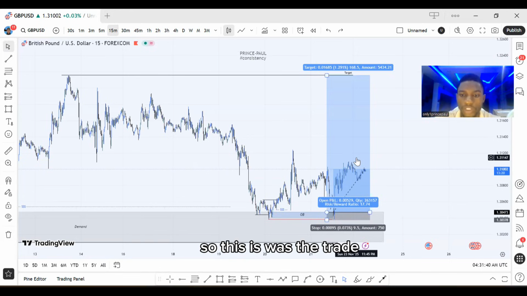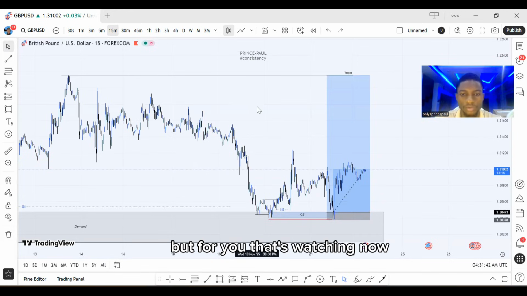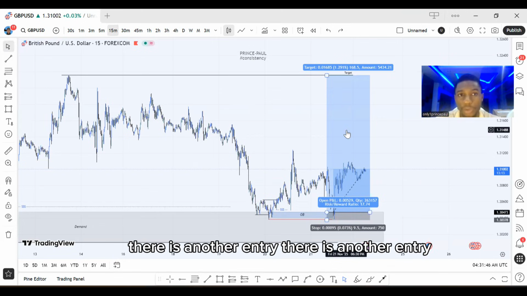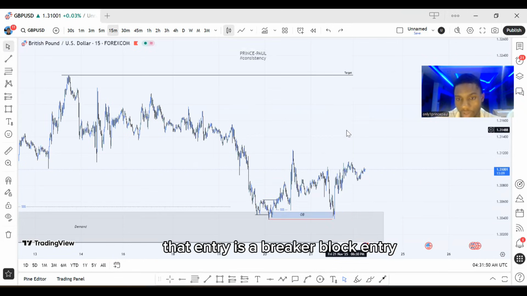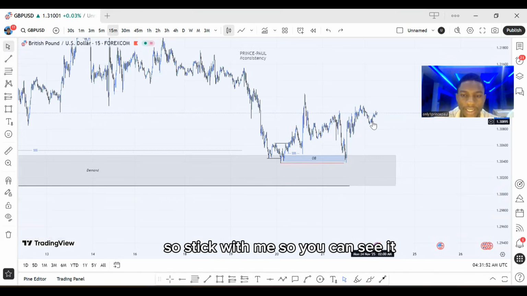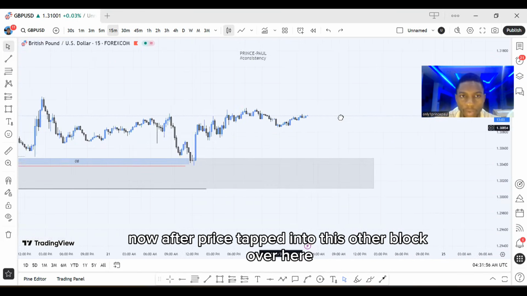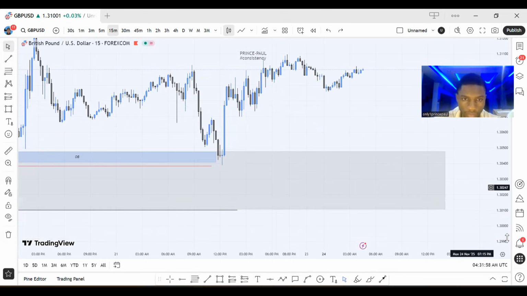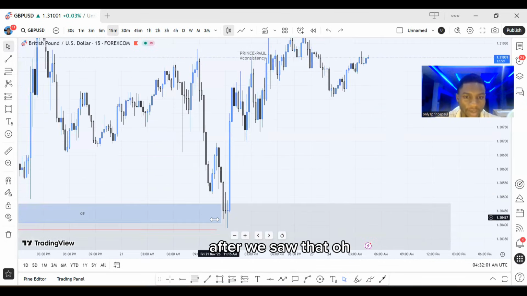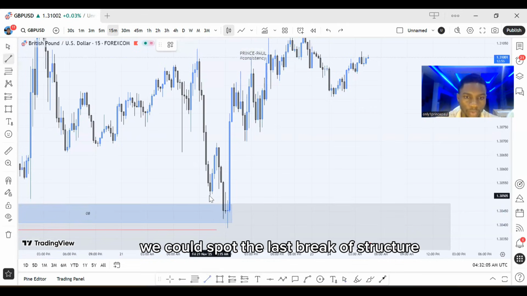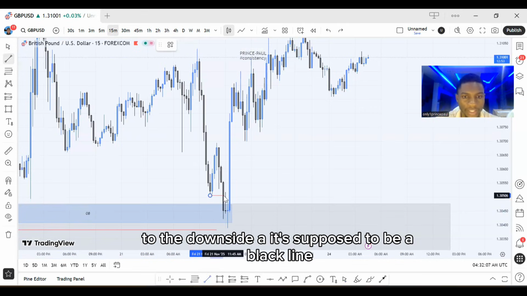So this was the trade, but for you that's watching now, you probably didn't get this entry. There is another entry. Another entry is a breaker block entry. So stick with me so you can see it. Now, after price tapped into this other block over here, after we saw that, oh, this other block has been mitigated, right? We could spot the last break of structure to the downside.